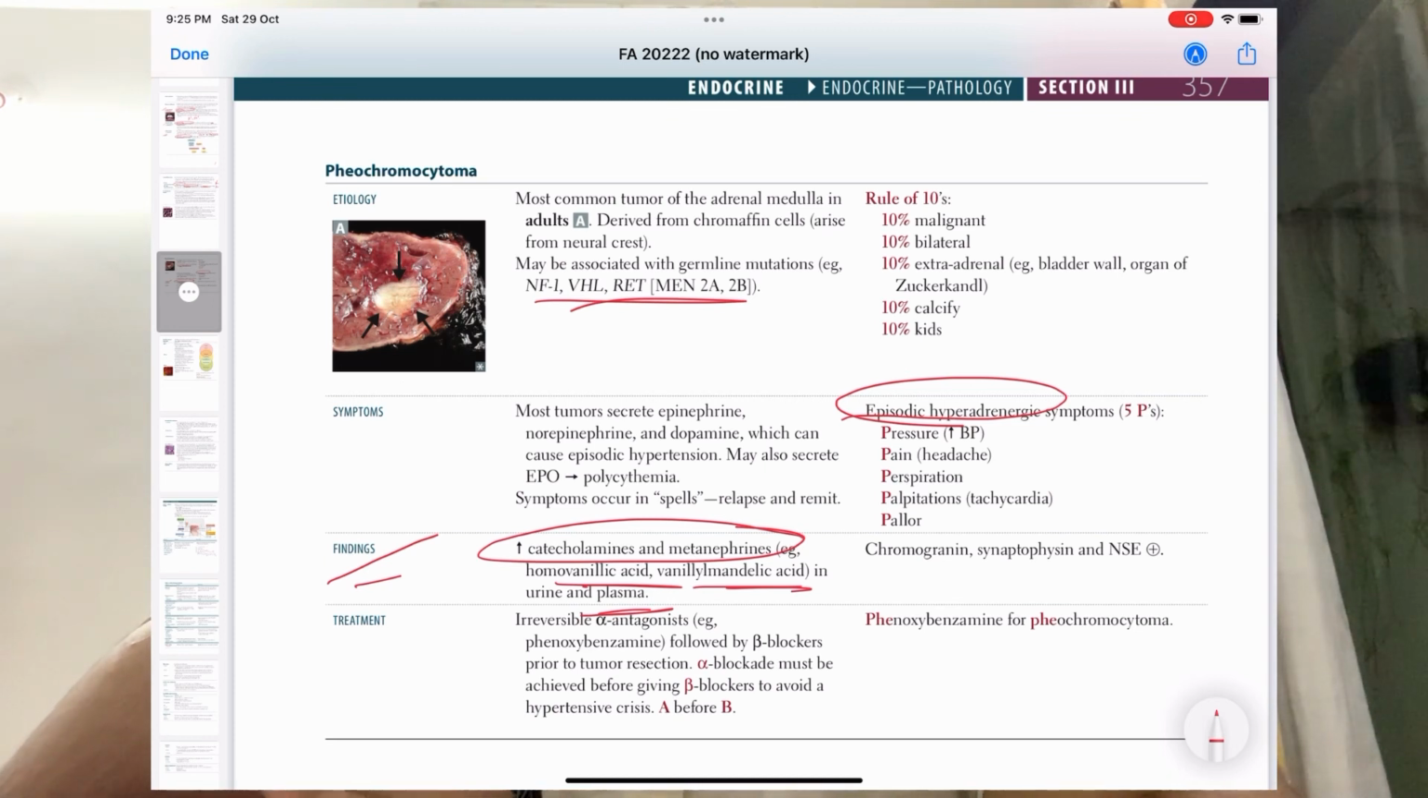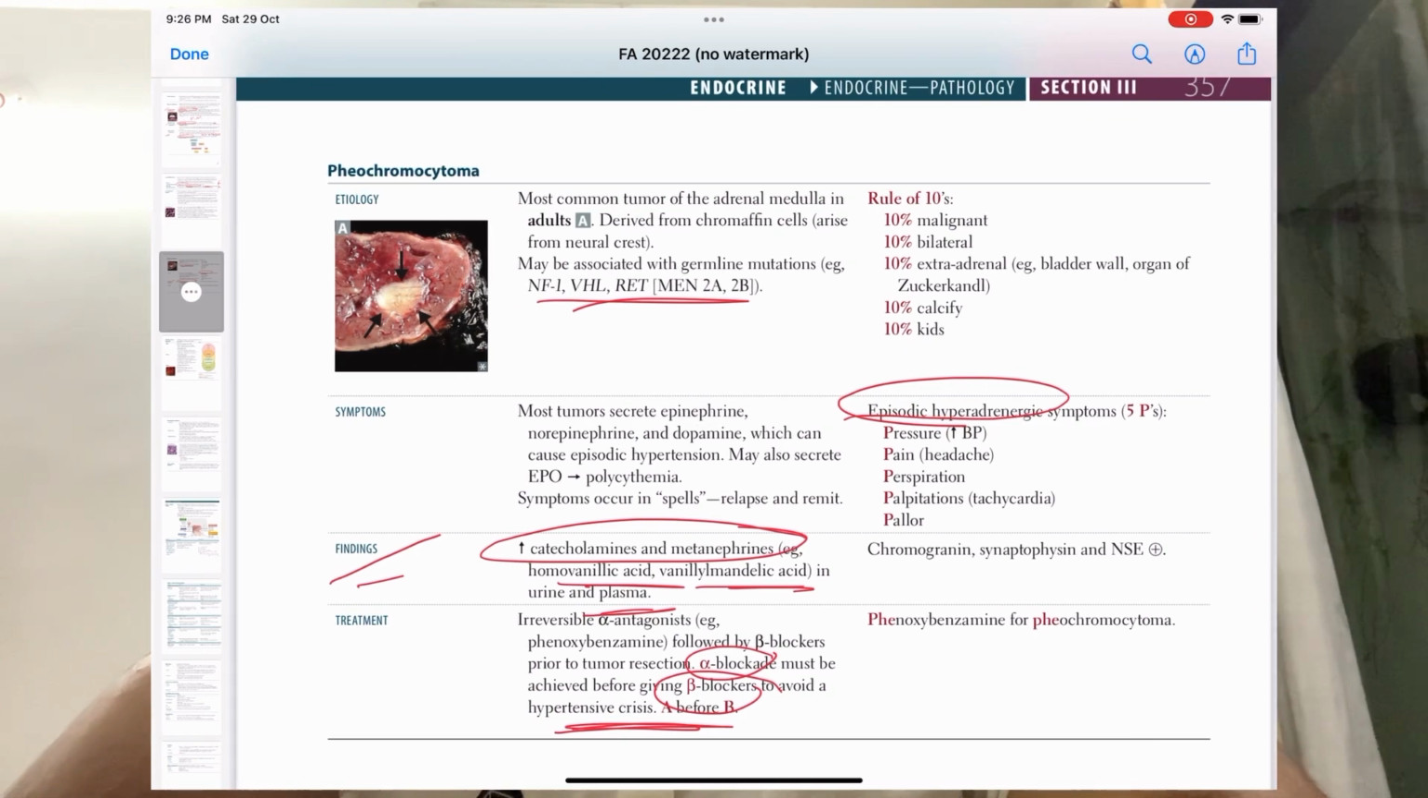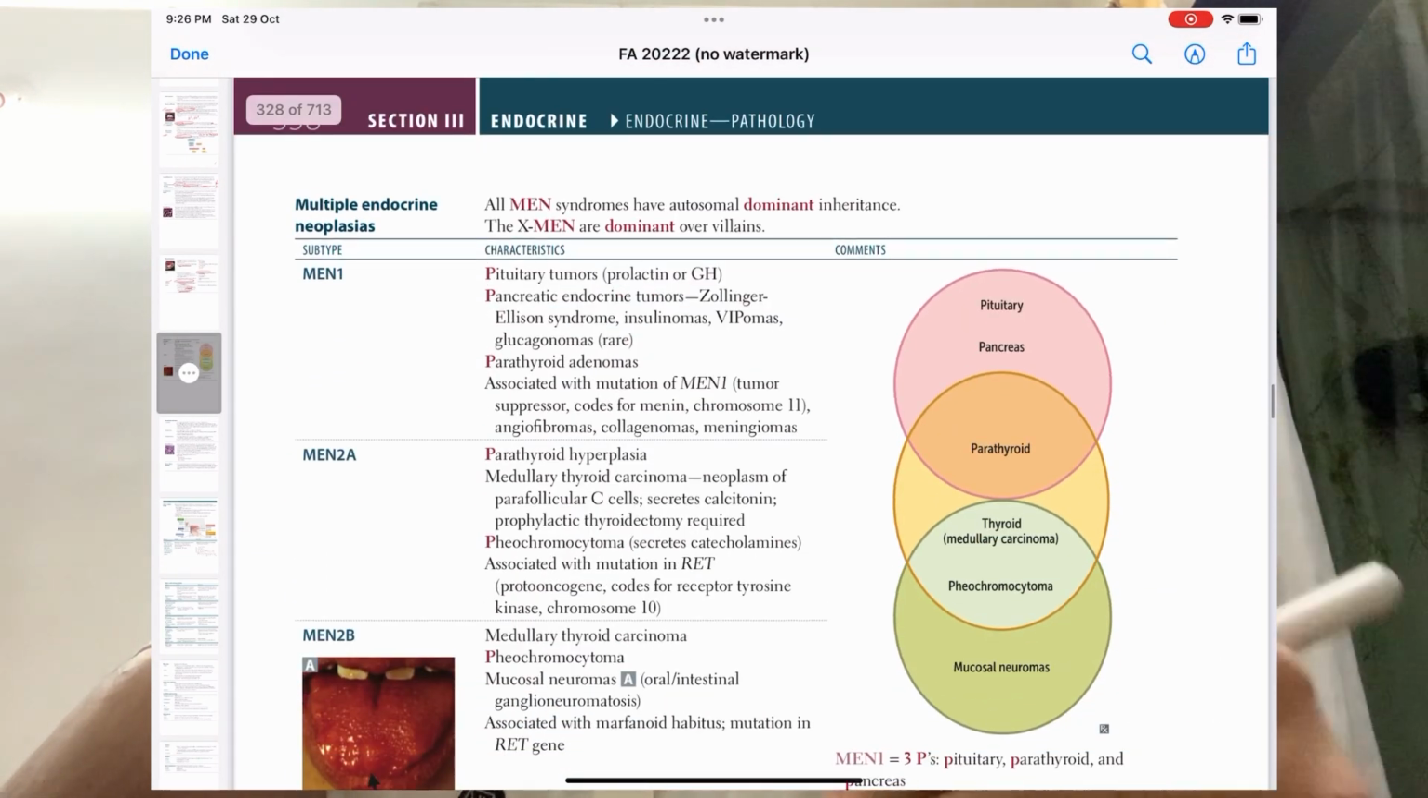This is the only condition where these hormones are decreased and these enzymes are increased. The same will be in neuroblastoma, but neuroblastoma is in children. Pheochromocytoma they will mostly ask in adults. So make sure you know that. One other important thing is during the treatment: you need to know whether alpha blockers will be given first or beta blockers will be given first. This is very, very important. They have asked the question so many times. I got this question in the exam myself. Make sure you remember all this in pheochromocytoma.